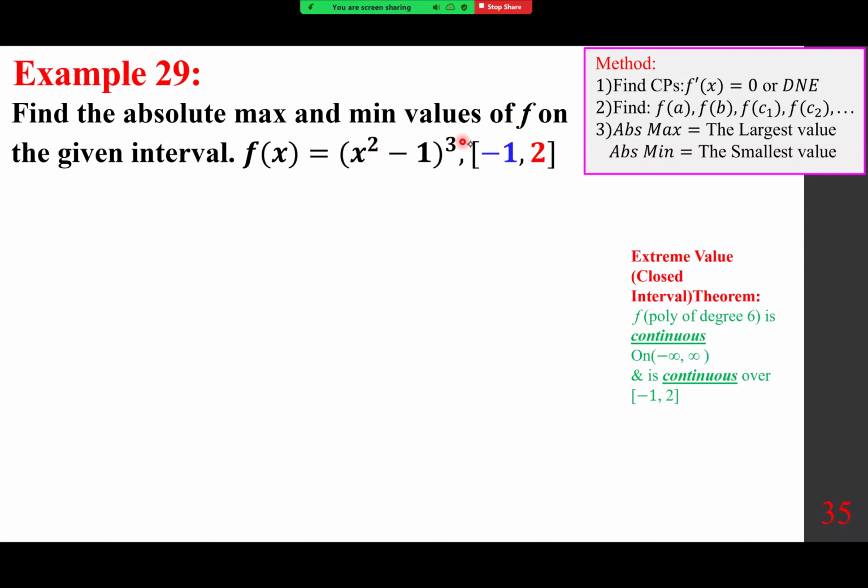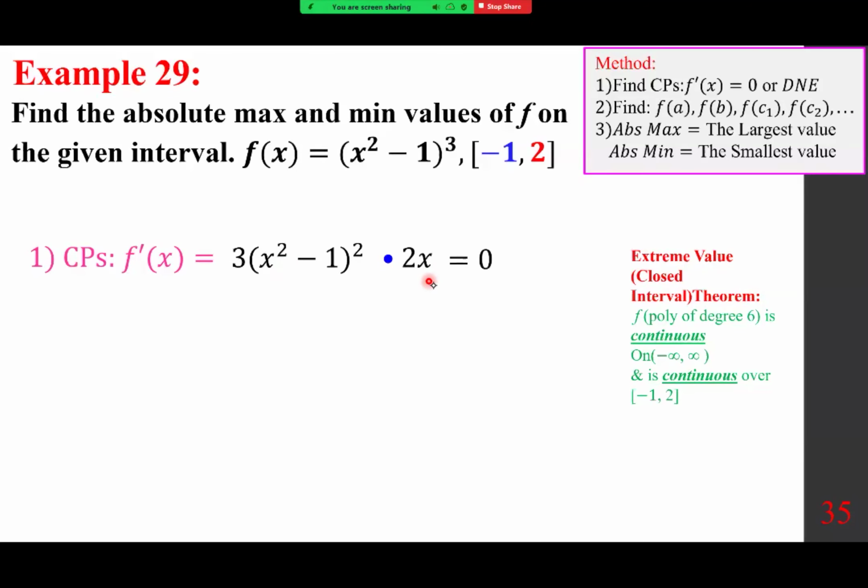So we are going to find CPs by finding the derivative. So 3 times x squared minus 1 quantity squared times the derivative of the inside, 2x. And because we want to find the CPs, we're going to set this equal to 0. And I hope you recognize if you set this equal to 0, this gives you x squared minus 1 equals 0, which is plus minus 1, and this gives you 0. Now, is negative 1 in between? It's one of the endpoints. You can use it. Is 0 in between? Is 1 in between? Yes.